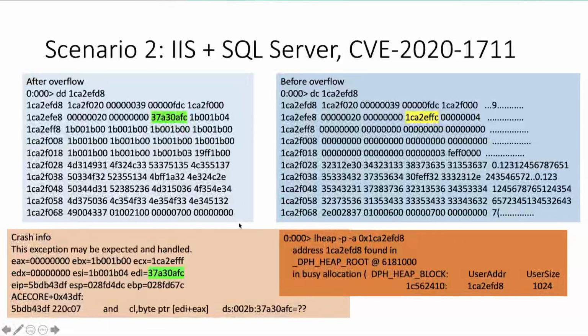Some information of this vulnerability. You can see EDI is an invalid value, and it is from this object. Comparing before and after, before something happened, this value with yellow color is valid, but after something happens, this value is overflowed. And we can see also 00 become 1B, 1B. There must be something wrong.